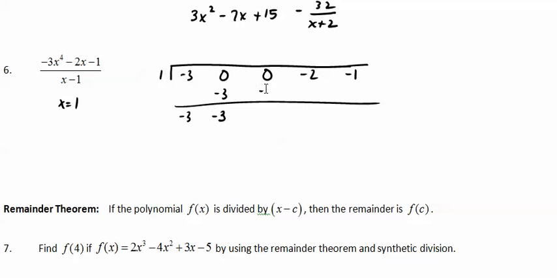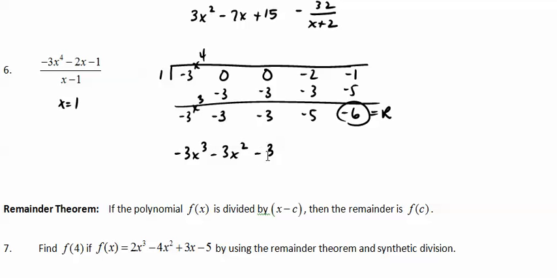-3 times 1 is -3. Add. -3 times 1, -3. Add is -5, -5 is -6. That's my remainder. So since this was x to the fourth, my depressed polynomial is then x to the third. My answer is -3x to the third minus 3x squared minus 3x minus 5, minus 6 over x minus 1.